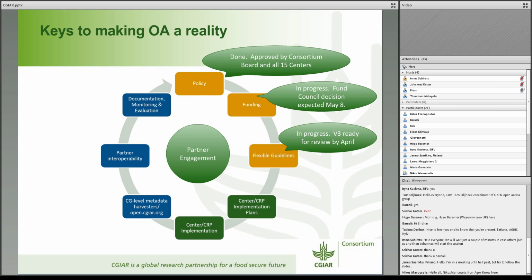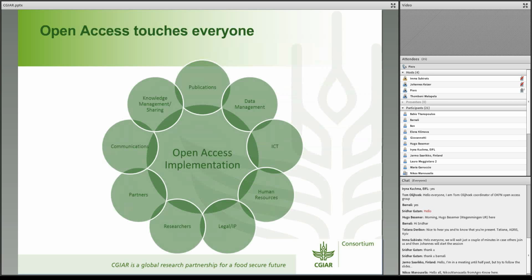Now, one of the challenges to implementing a major open access initiative such as this is that open access touches many, many communities. And while we've been trying to lead the policy development and funding and guidelines, it's not just data managers and publication teams and knowledge managers. It impacts ICT when we talk about databases and platforms. It relates to human resources when we talk about incentives to publish open access and behave in a more open way. It impacts legal and IP teams. Clearly, most of all, it impacts our researchers who have not necessarily been working in this model. So we need to keep all of these communities in mind and engaged when we talk about open access and advocacy for open access.